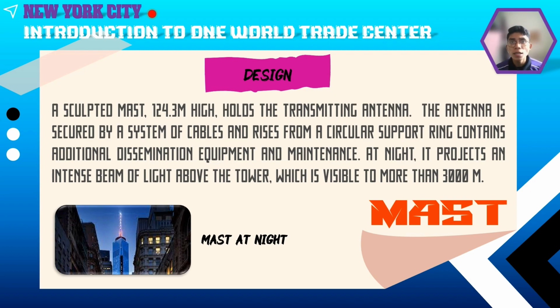The antenna is secured by a system of cables and rises from a circular support ring containing additional dissemination equipment and maintenance. At night, it projects an intense beam of light above the tower, which is visible to more than 3,000 meters.